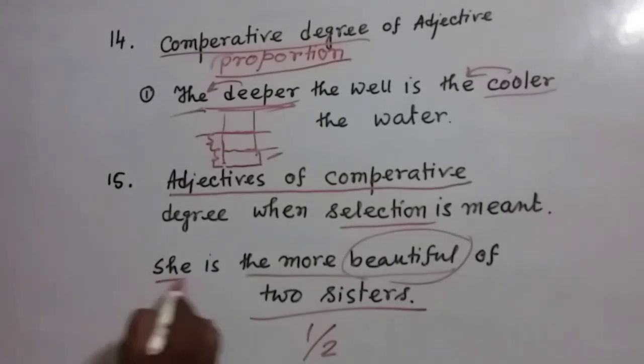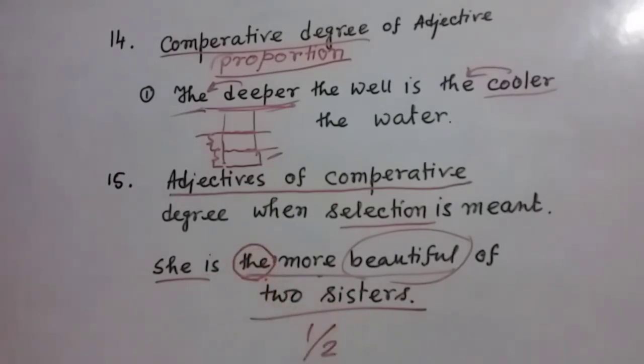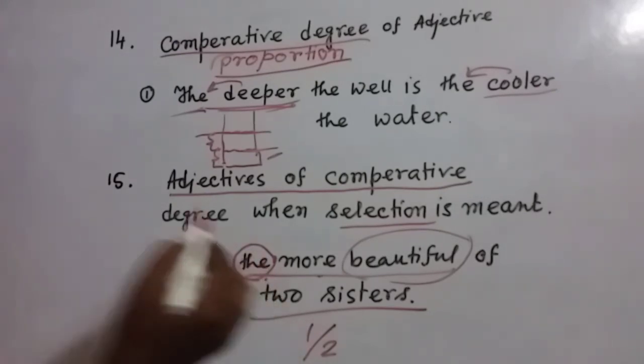Let's look at the example. She is the more beautiful. We are writing down the more beautiful. That means as there is the sense of selection, we have used the term the.